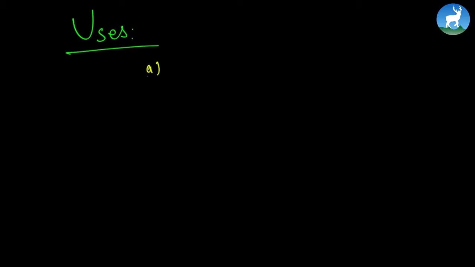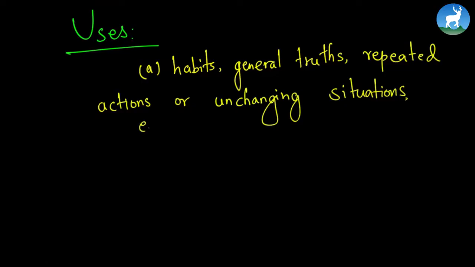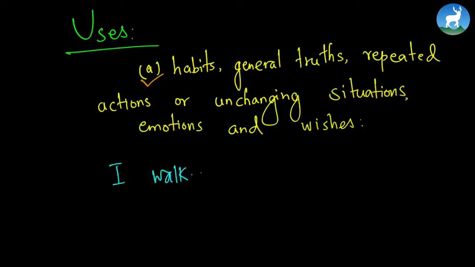Let's say we are expressing habits, or we are talking about general truths, or repeated actions, or unchanging situations, or it could be even emotions and sometimes wishes. In these cases, we use the simple present tense. For example, I can say something like I walk. So this is a habit. I do not travel by bus, rather I walk. So it's a habit. That's why we use the simple form of the verb walk.